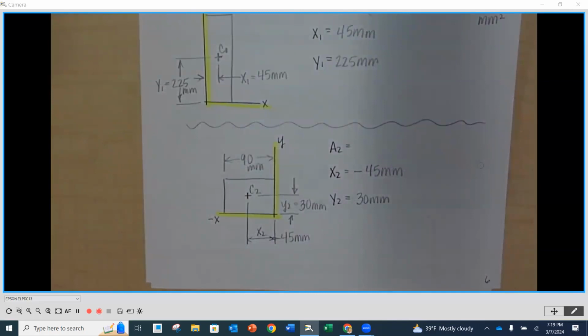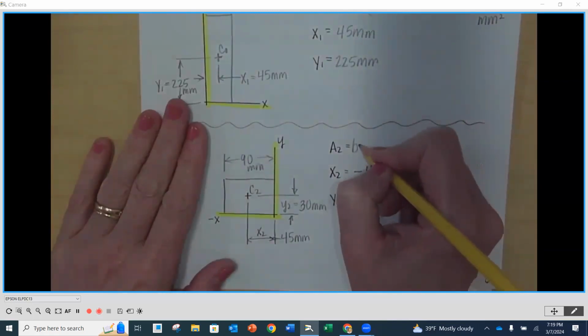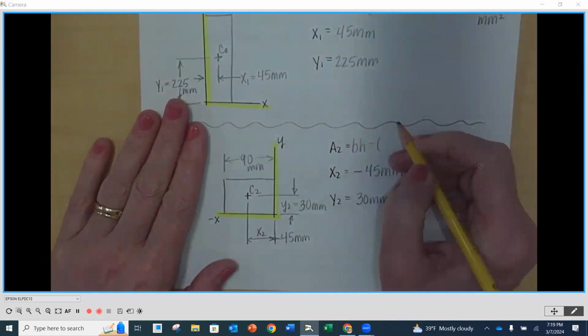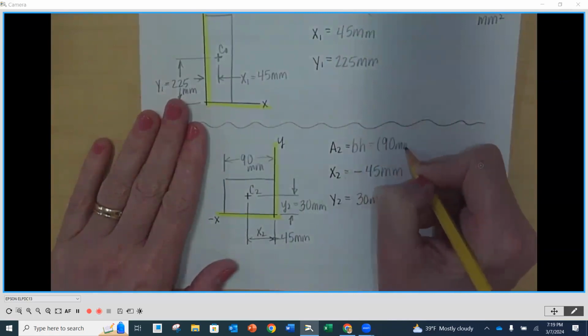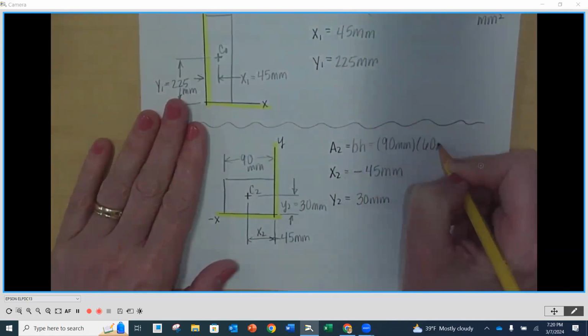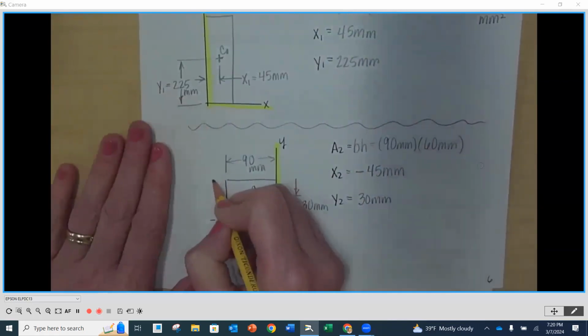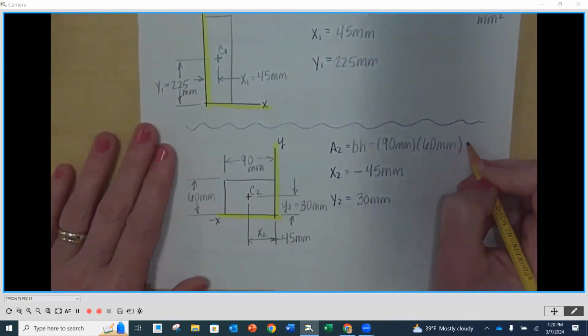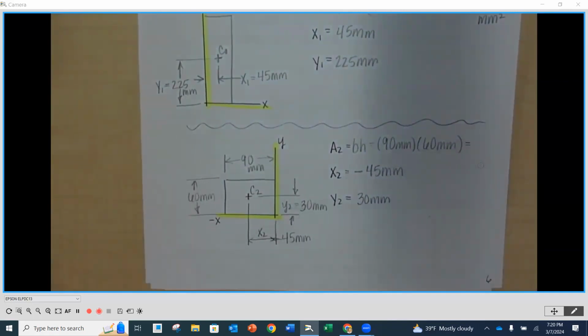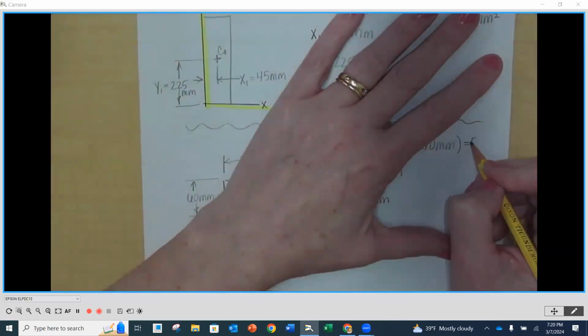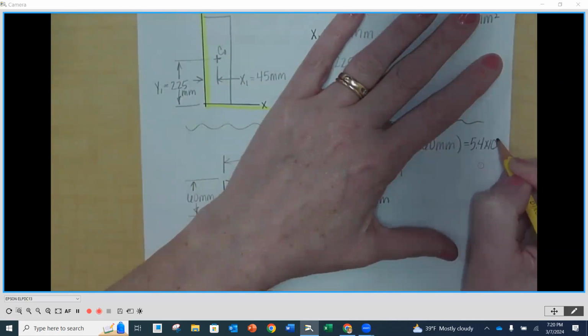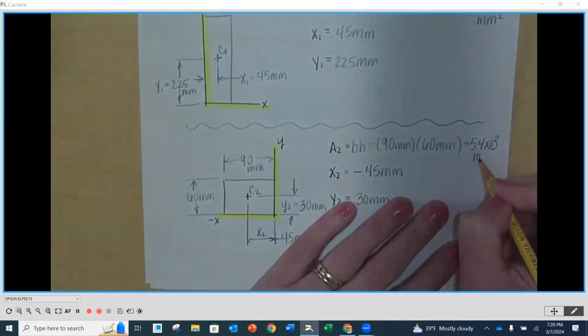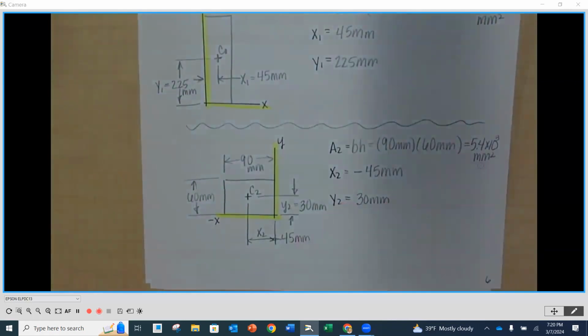And then we're going to do our area. So that's going to be base times height. So that's going to be 90 millimeters times 60 millimeters, which is the total height. So from here to here is 60. So our A2 is going to be 5.4 times 10 to the third millimeters squared.